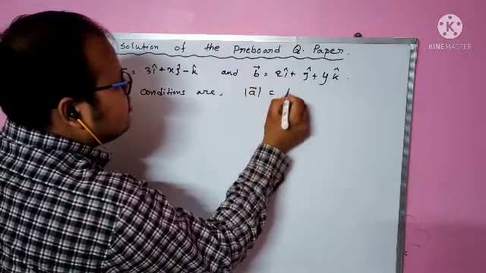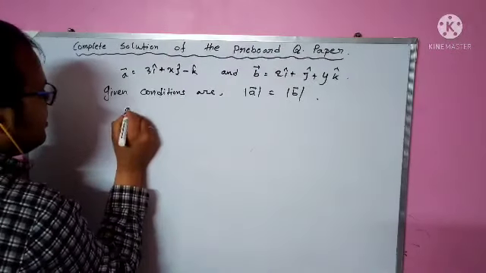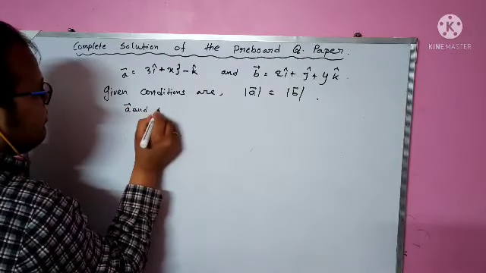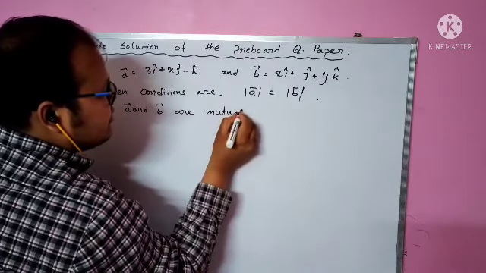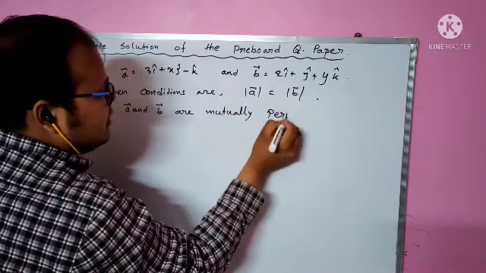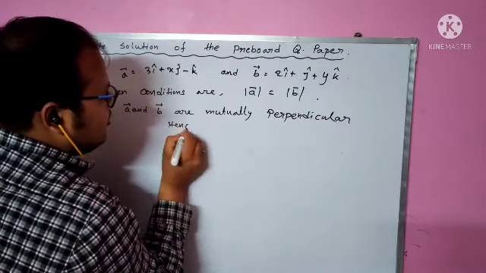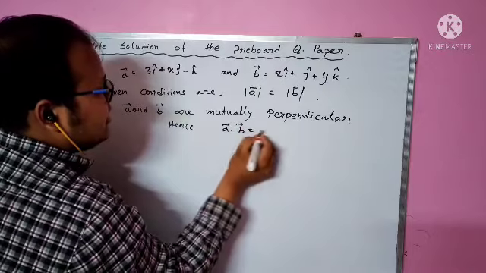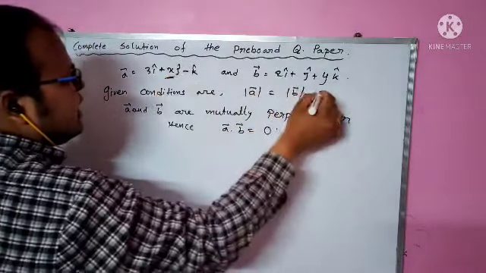mod a equals mod b, and since a and b are mutually perpendicular, a dot b equals 0. Hence, the condition is a dot b equals 0. These two conditions you have to use, and you have to find the values of x and y.